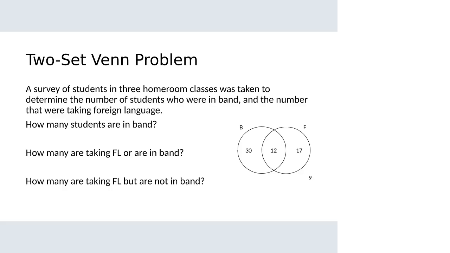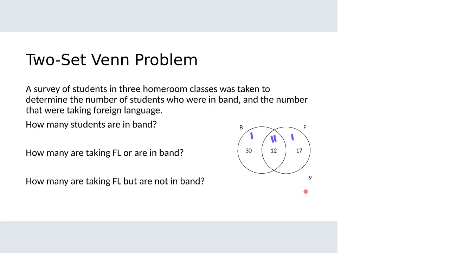The first thing you may notice on this page before we start talking about the problem is these numbers over here, 30, 12, 17, and 9. You'll remember back on Monday, we would have called these region 1, region 2, region 3, and region 4, and we would have used Roman numerals for that. The reason we use Roman numerals to name the regions is because of what we're going to do today.